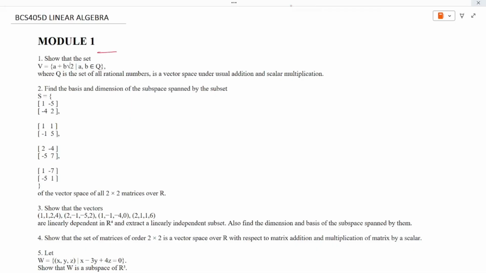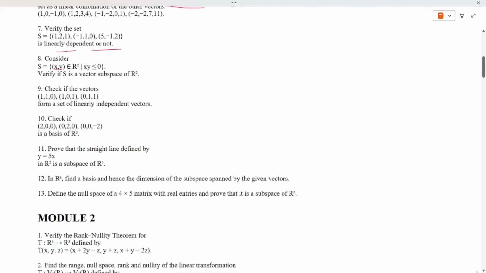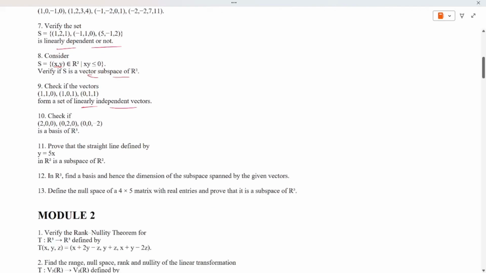Okay, see, for module 1 I have given basis and dimension, and next is about vectors, and next is about the set of matrix multiplication and addition, and next is about subspace and linearly independent and dependent, whether to prove that. And next is vector, subspace and linearly independent, basis, and that the straight line is a subspace, and in R3 find the dimension and basis, and define null space and a 4 cross 5 matrix for the subspace R5. That was for R2 and R3, and this is for R5.